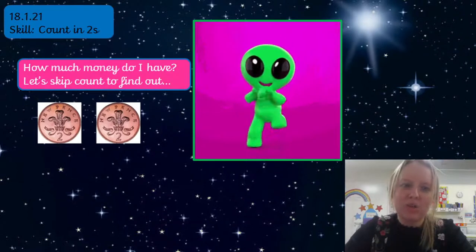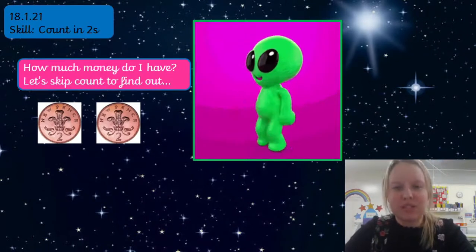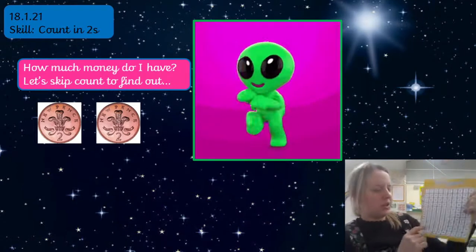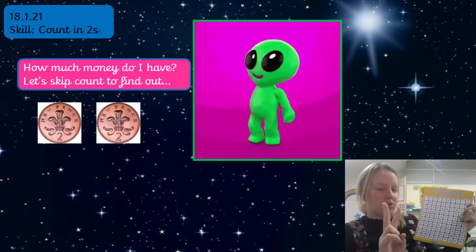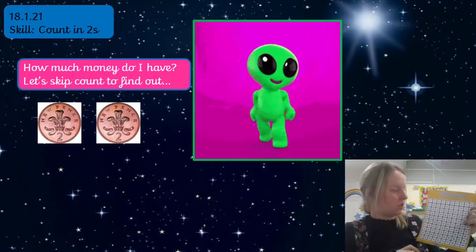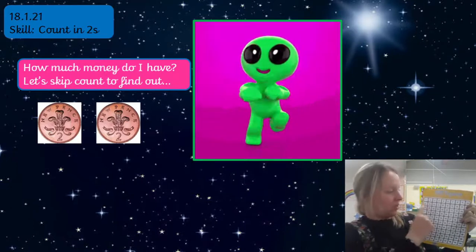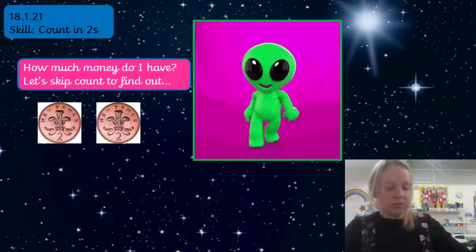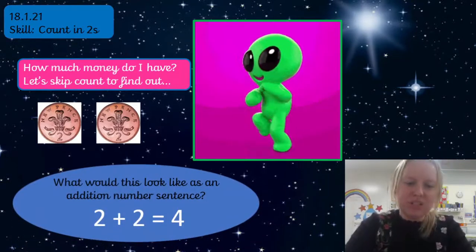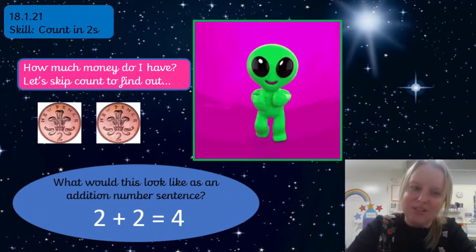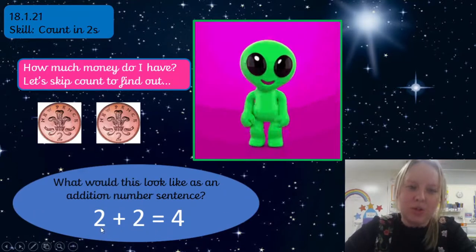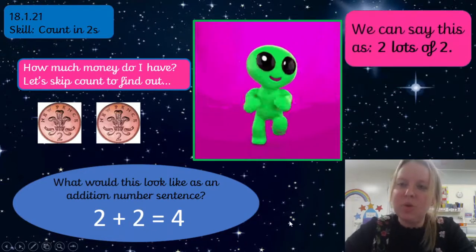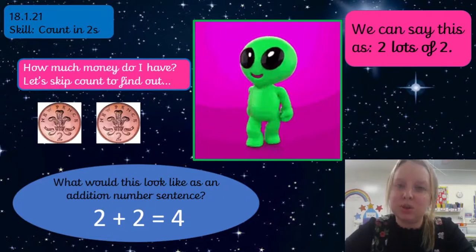How much money do I have? Let's skip count to find out. So if I skip counting, maybe you could use your 100 square for this. I've got 2 2s. I've got 2 lots of 2. I'm going to skip count now. 2, 4. What would this look like as an addition number sentence? We could write it as 2 plus 2 equals 4. We can also say it as 2 lots of 2.